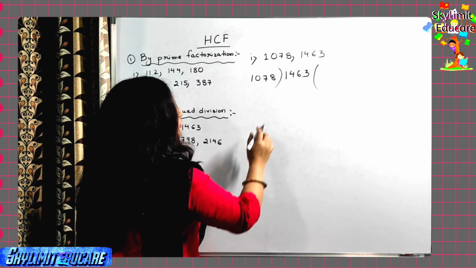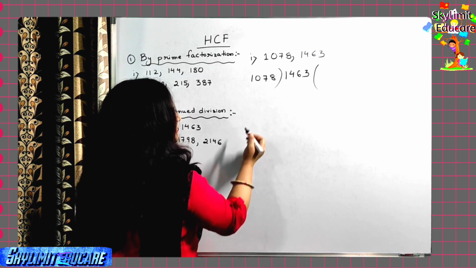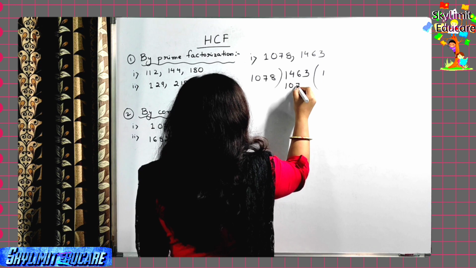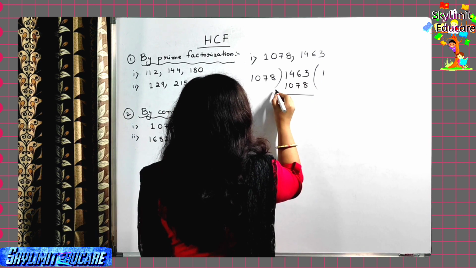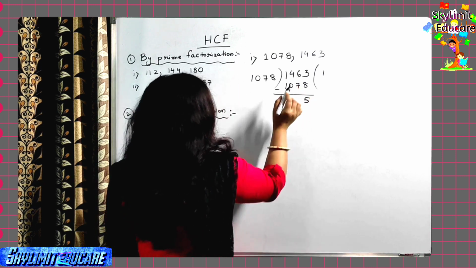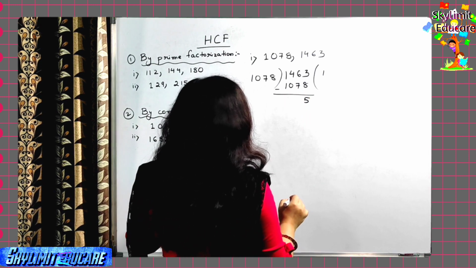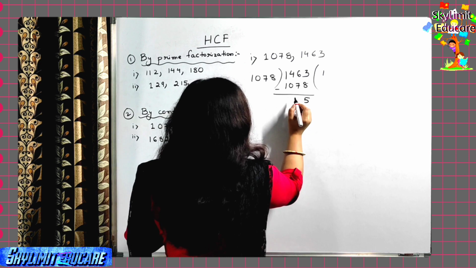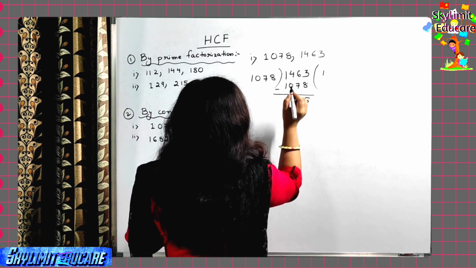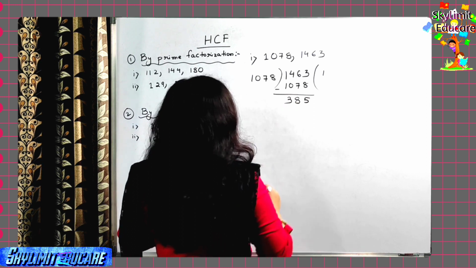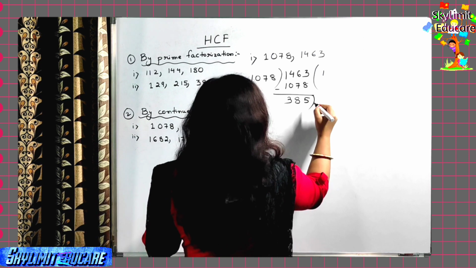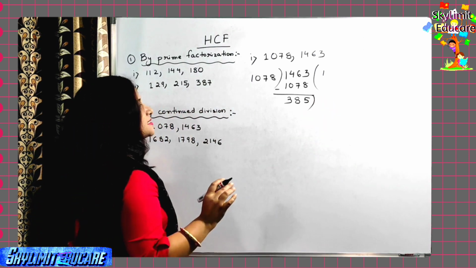So obviously it will go with 1, because if it is 2, then it becomes greater. So 1078 ones are 1078. So let's subtract it. 13 minus 8 is 5. Now here remain 5. So 15 minus 7 is 8. Clear? And here remains 3. So how much we got here? 385. Now the next step is important.